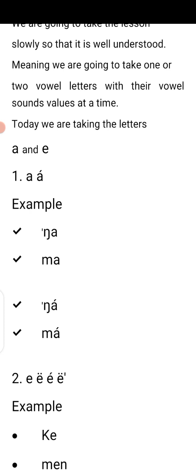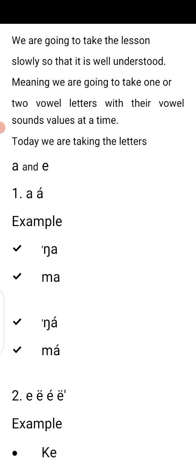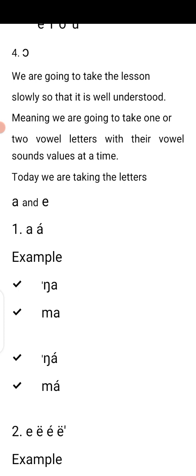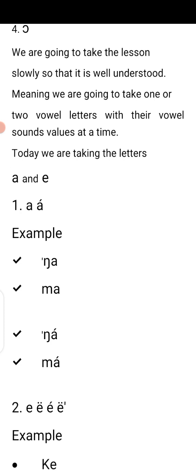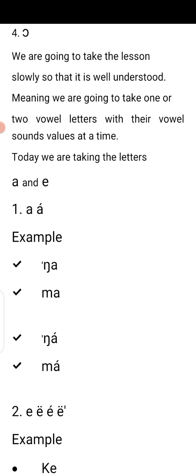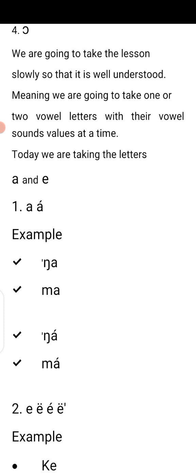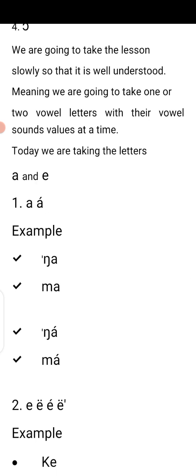First, let us take the letter A. So the letter A, or the sound A, only has one sister sound, which is A. This is A. So you need to be able to differentiate between A and A. If you are not able to pronounce the sound A, you need to hold your throat while pronouncing A.